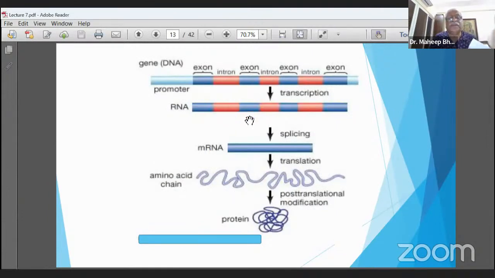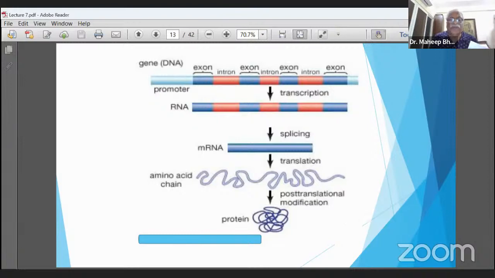You can see that this is a DNA structure with a large number of exons. When the DNA undergoes a process called transcription, there is a formation of RNA, and this RNA loses the introns and becomes a structure consisting completely of exons, known as mRNA. And then it undergoes a process called translation, where an amino acid chain is formed, which I explained in the last lecture.